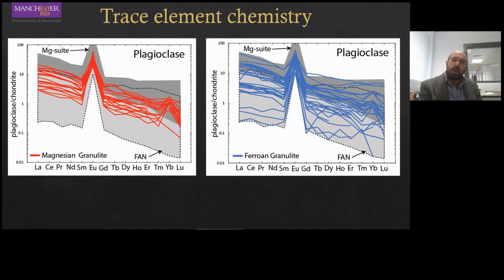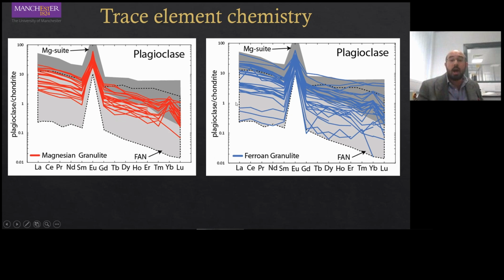The main thing to take away from this plot is the range of plagioclase compositions that we find between these two suites. For instance, on the left, we see the magnesian granulites, and while some look very similar to the rare earth compositions in plagioclase that have been reported from MG suite type material, which is this darker grey field in the background, many look a lot more anorthositic and a lot more trace element depleted. And this is even more so the case for some of the Ferroan samples.